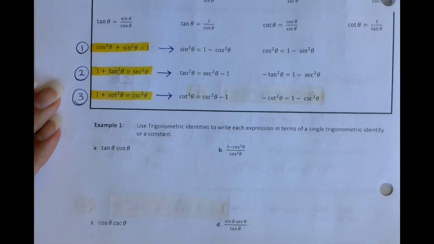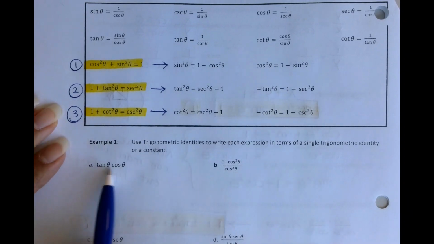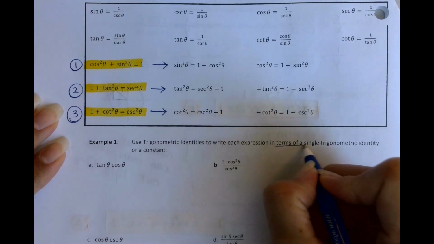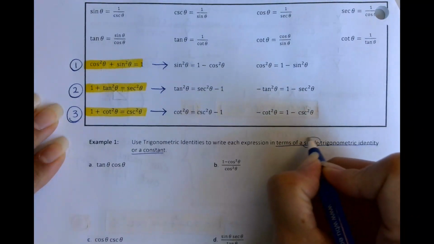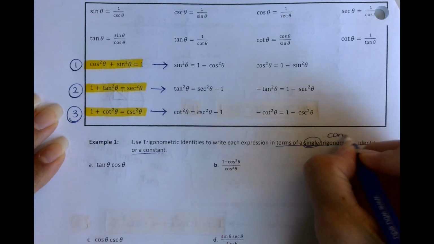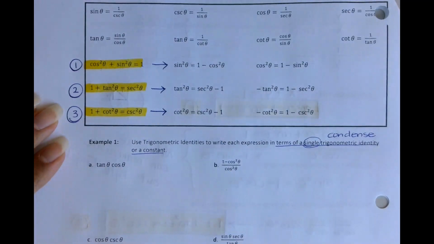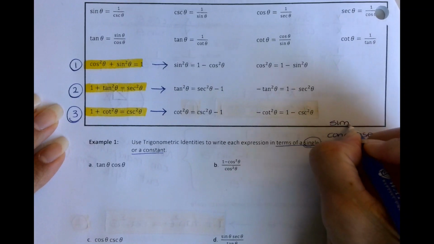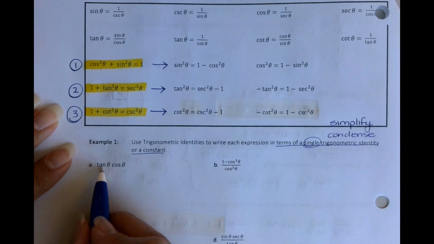So here's how these formulas are going to be used. So let's start off with example number 1. We have tangent theta times cosine theta. We are going to rewrite these expressions in terms of a single trig identity or a constant. So we're trying to condense as much as we can the given expression that's been given to us, okay? Simplify. We're trying to simplify, as a matter of fact, okay? Make more simple. So tangent times cosine.